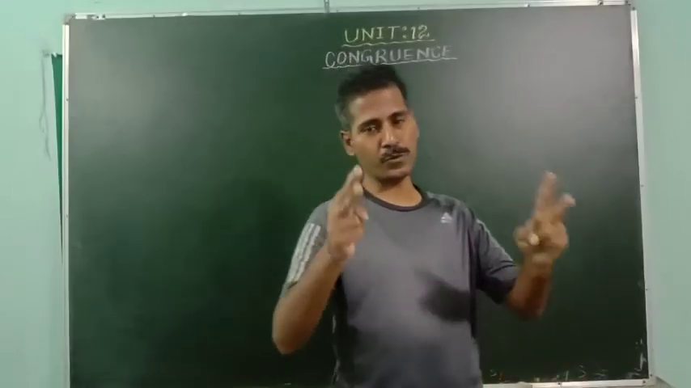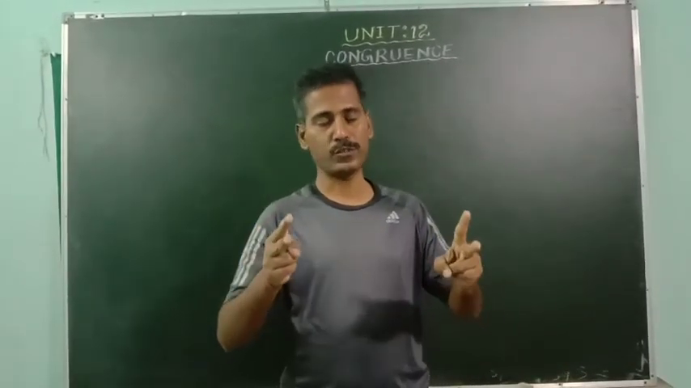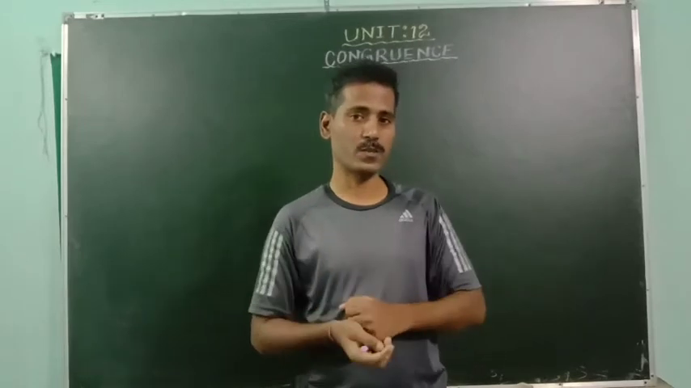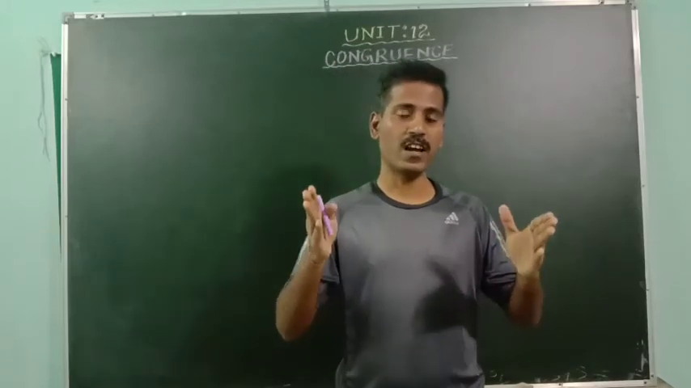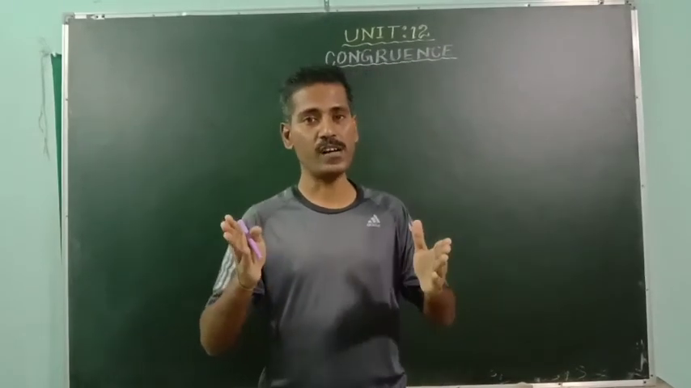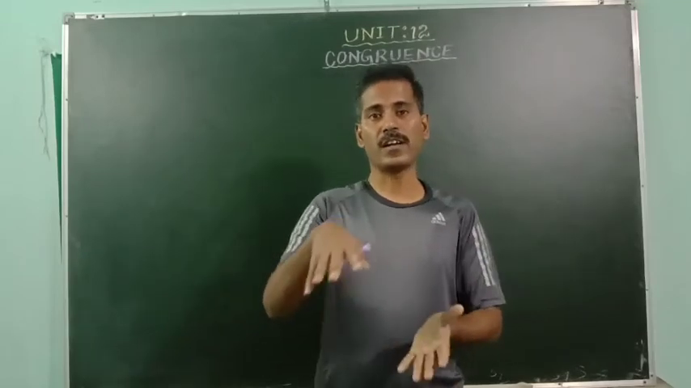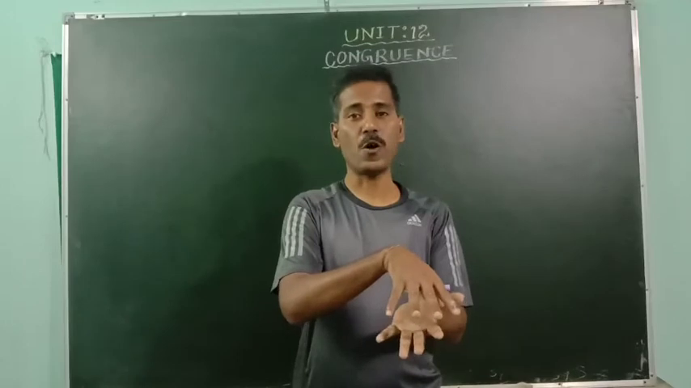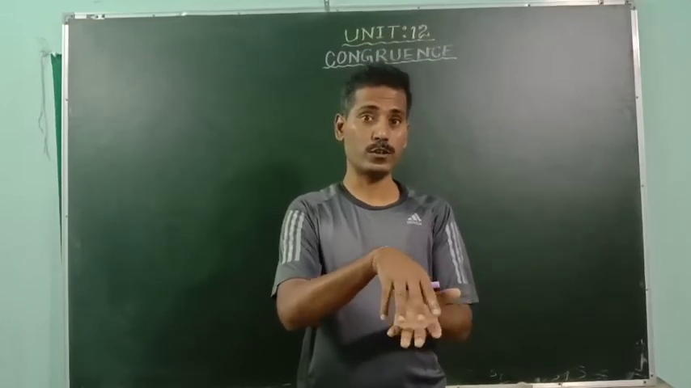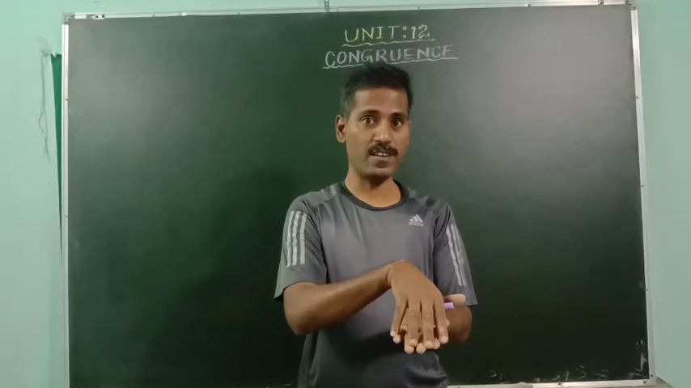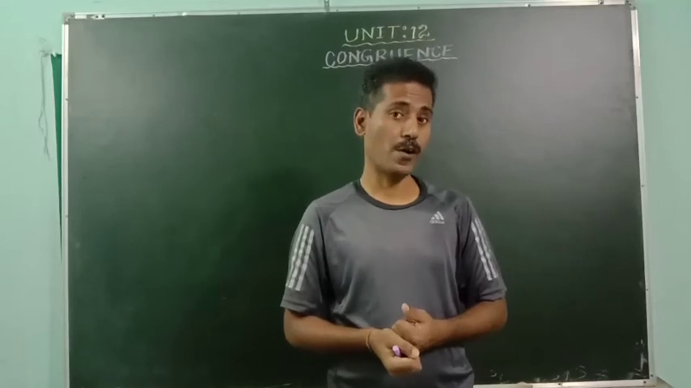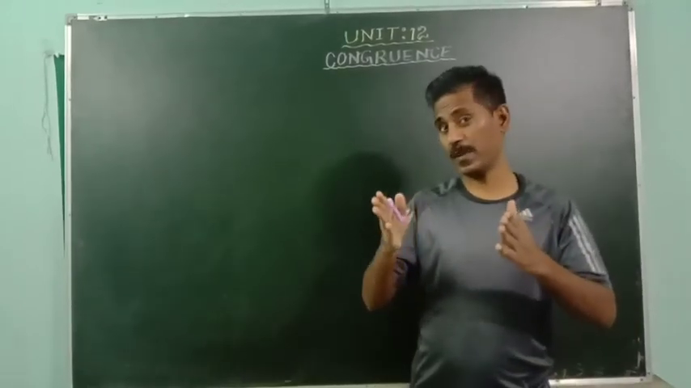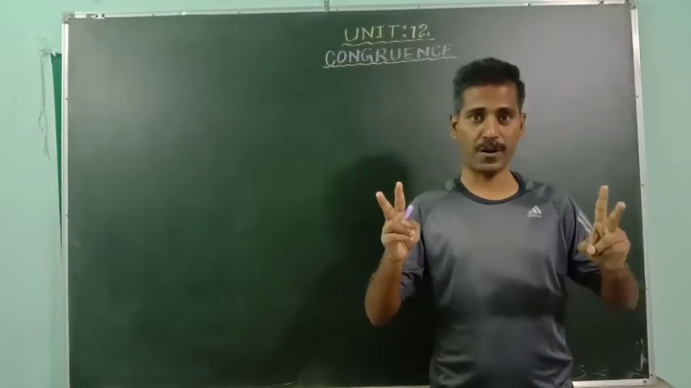Say, for example, two maths textbooks of your class 7 are congruent to each other. Why are they congruent to each other? Because they have got the same shape and the same size. If we keep one book over another, they will coincide, they will superimpose one another, so they are called congruent.